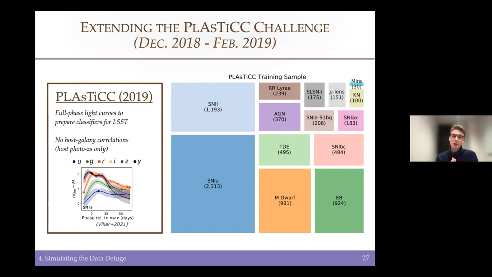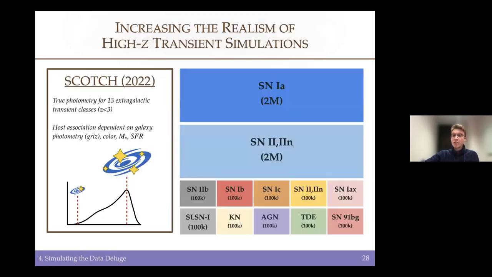One of the important things to note about the PLAsTiCC data set is that no host galaxy correlations were encoded within the data itself. Only host galaxy photometric redshifts were. And so in trying to extend this and explore the value of host galaxy information, we've created the SCOTCH catalog. That's the Synthetic Catalog of Optical Transients and Correlated Hosts. And this paper is now in internal review in the Dark Energy Science Collaboration.